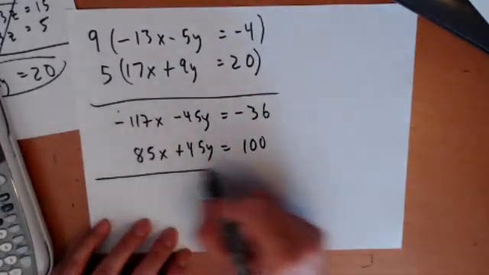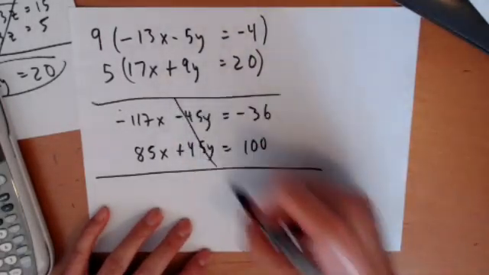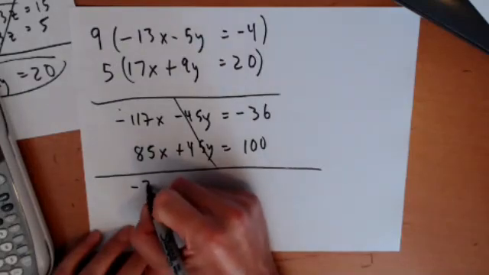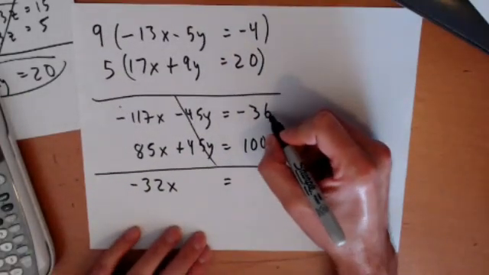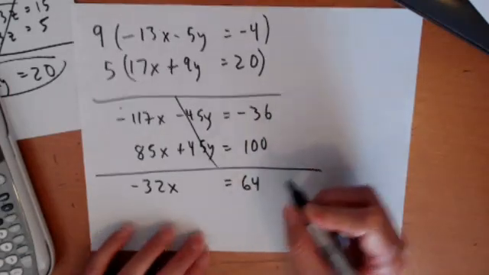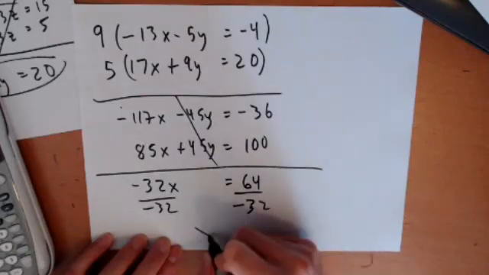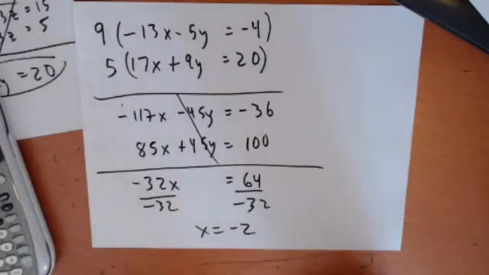Okay, combine the two lines. This is just the elimination method that we were doing the other day, right? Bye-bye, negative 117 and 85. That gives us negative 32x equals 100 and negative 36, which is 64. Divide by negative 32, divide by negative 32. X is equal to, divided out, negative 2. Oh, okay, cool.